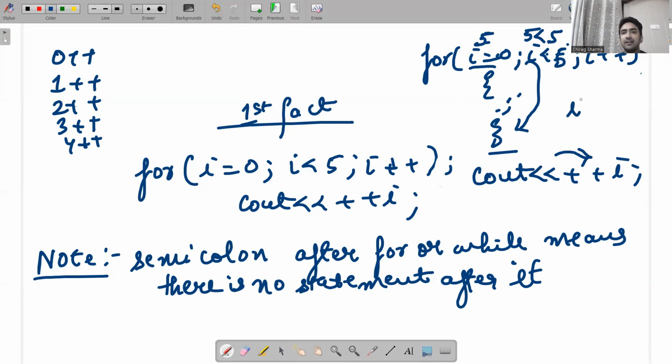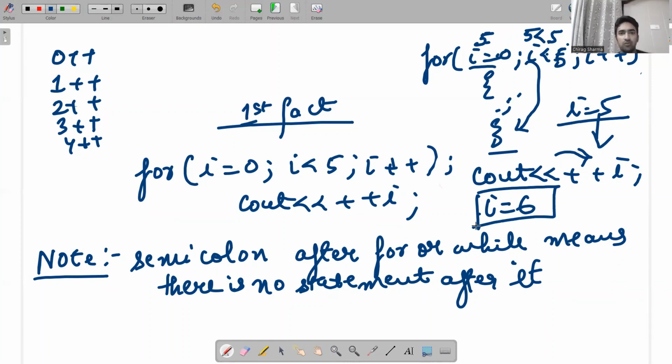So at i equal to 5, it exited the for loop, and cout ++i means increment at that step only. So ++5 becomes 6. So the answer of i is actually 6 after this particular step.